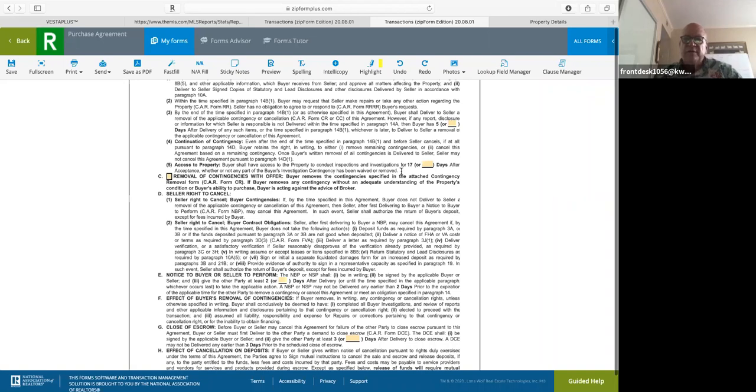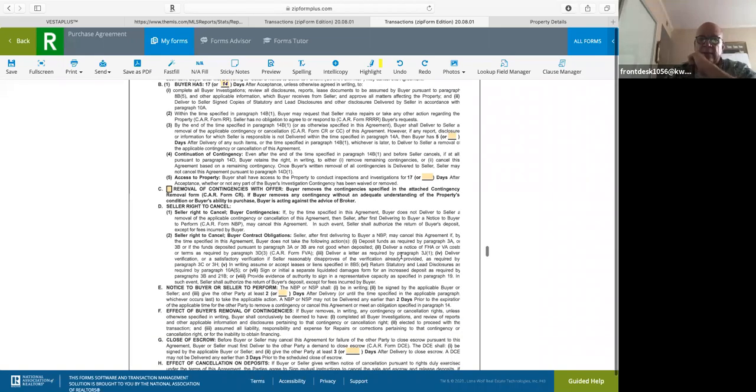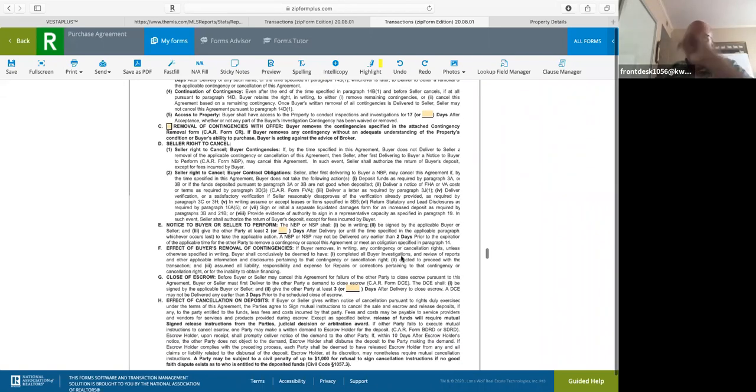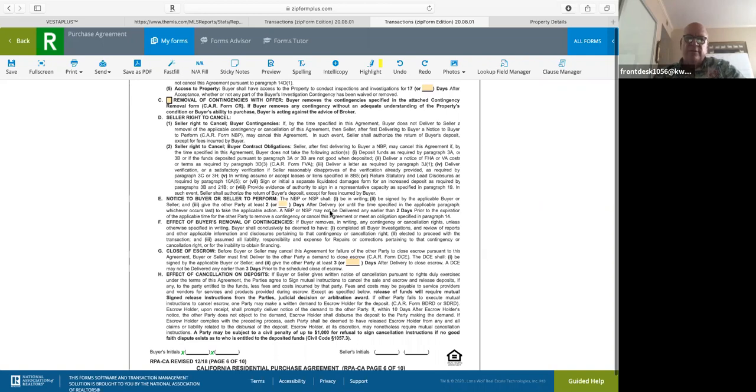So this clause here says the buyer shall have access to the property for 17 days after acceptance, whether or not the buyer has removed his inspection contingency. So basically, sometimes sellers hold back and say you can't come back in the house after you've removed an inspection contingency. You get it for 17 days, whether you've removed it or not. So if a seller is refusing access to your buyer, then it becomes a notice to perform situation.